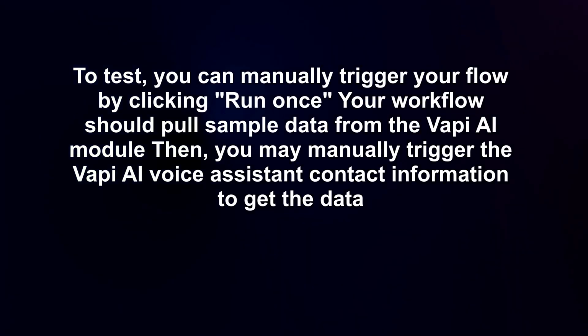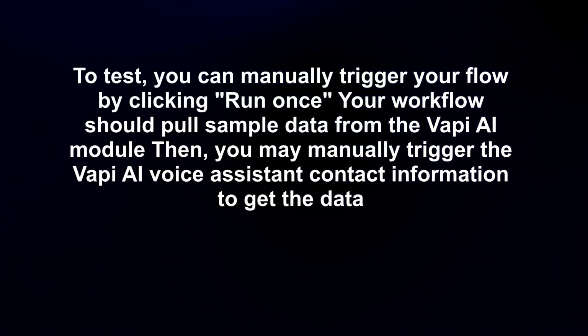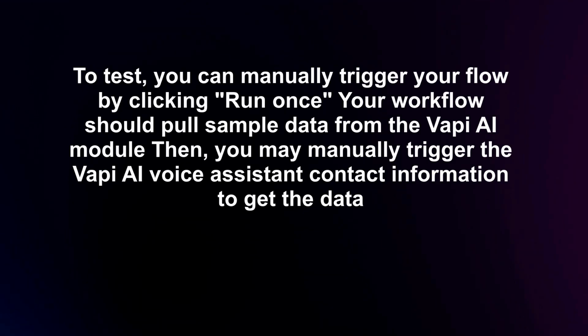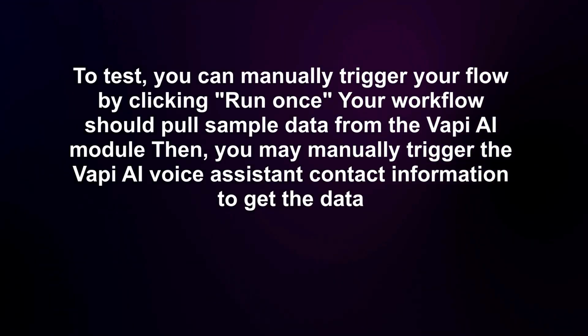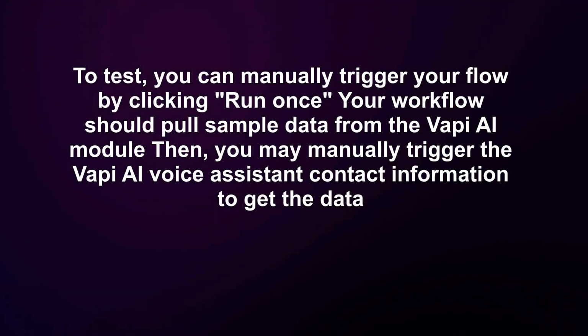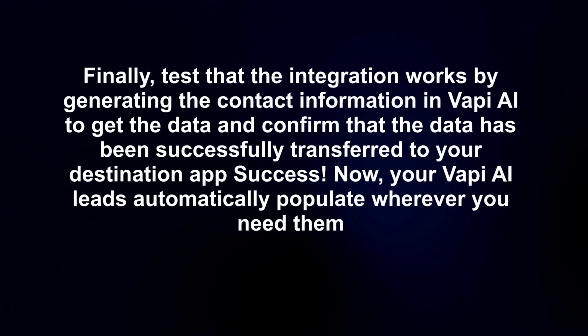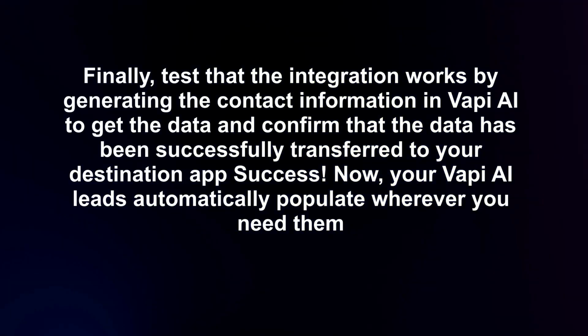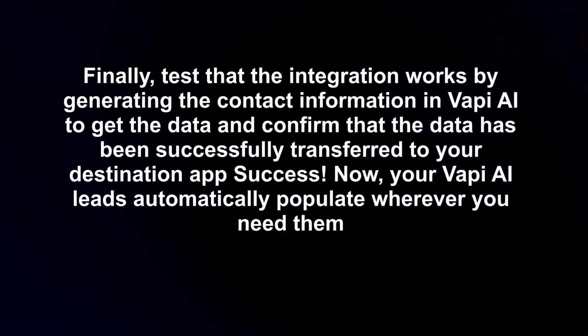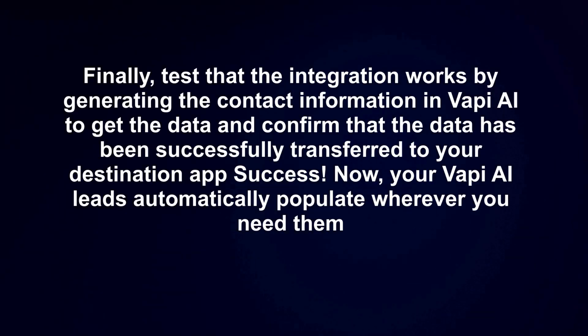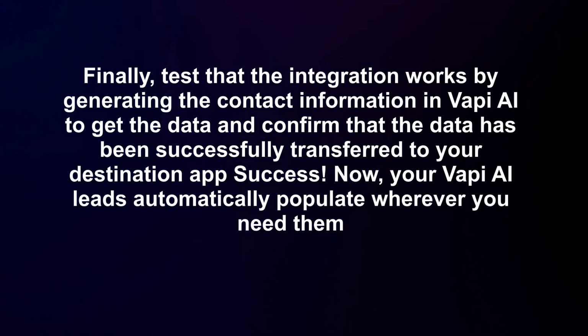To test, you can manually trigger your flow by clicking Run. Your workflow should pull sample data from the Vapi AI module. Then, you may manually trigger the Vapi AI Voice Assistant contact information to get the data. Finally, test that the integration works by generating the contact information in Vapi AI and confirm that the data has been successfully transferred to your destination app.